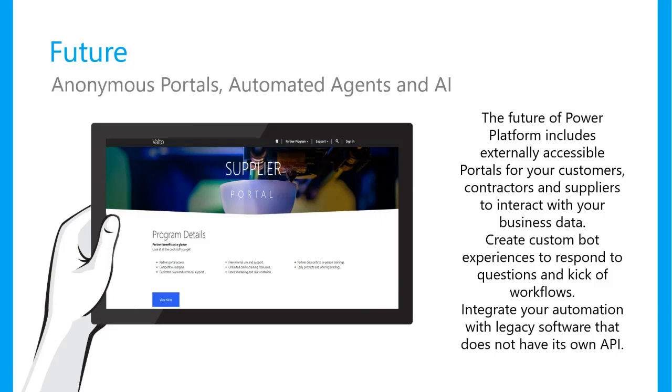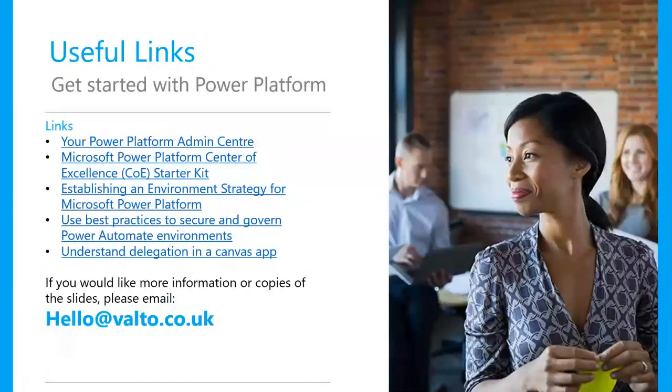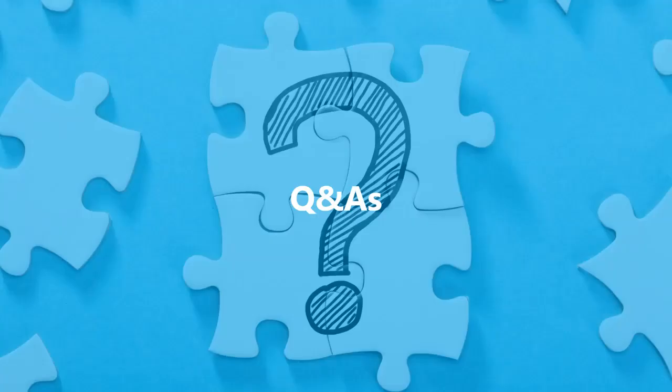So apologies, we've run over a little bit there. I just wanted to show we also have some useful links. There are some links there to take you to your admin center, about the Center of Excellence, establishing your strategy, and using best practices to secure Power Automate, and understanding the delegation limits in Canvas apps as well.